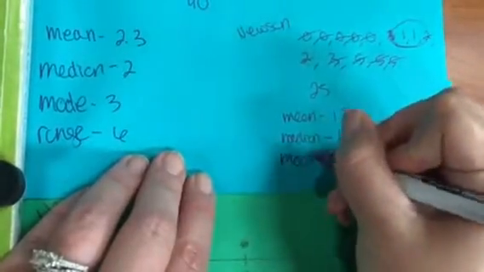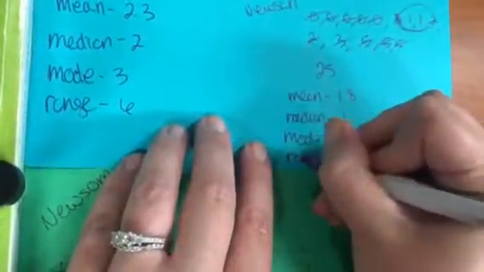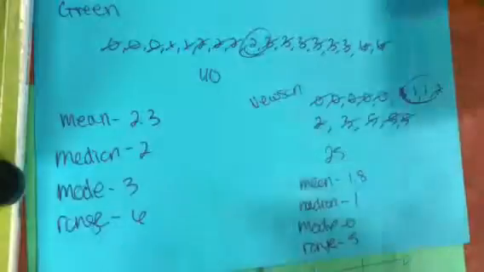The mode, the one that appeared the most, happened to be our 0s, and our range is 5. So that's comparing the data, looking at it.